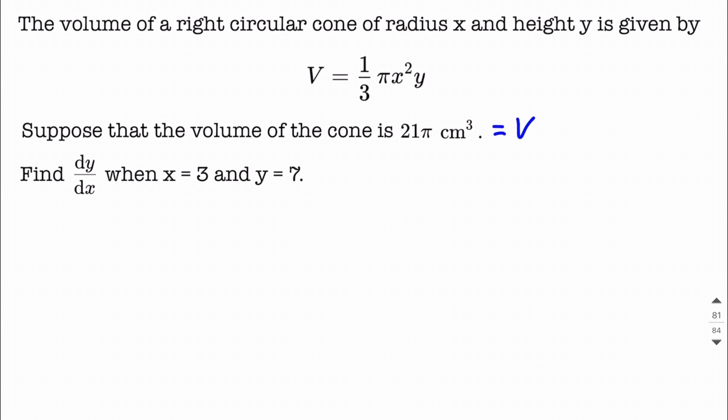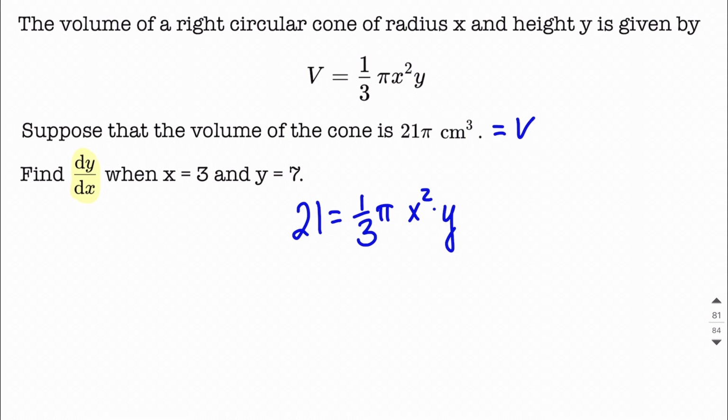And our goal on this is we eventually want to find dy/dx when x is 3 and y is 7. Well, we could rearrange this, get y on one side all by itself, but what I'm going to suggest is we go ahead and use implicit differentiation to help us. So the first thing I'm going to do is replace V with 21 over on the left-hand side. And then on the right-hand side, I'm just copying this down for right now. And I'm not replacing in x equals 3 and y equals 7 at this point because we want to find the derivative first and then we'll plug those in.